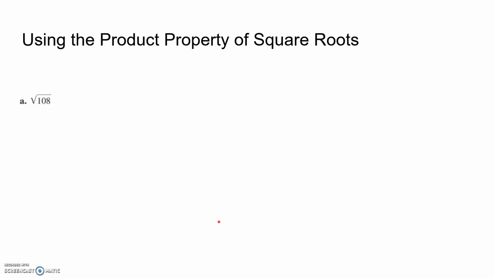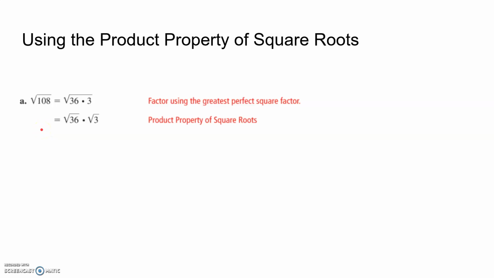Now we're going to go over 2 examples. One is simplifying the square root of 108. First off, you should factor that, keeping in mind that you want to find the largest factor of 108 that is also a perfect square. That would be the number 36. After that, I can break that up into the square root of 36 times the square root of 3. And finally, the square root of 36 is 6. So it becomes 6 radical 3, or 6 times the square root of 3.